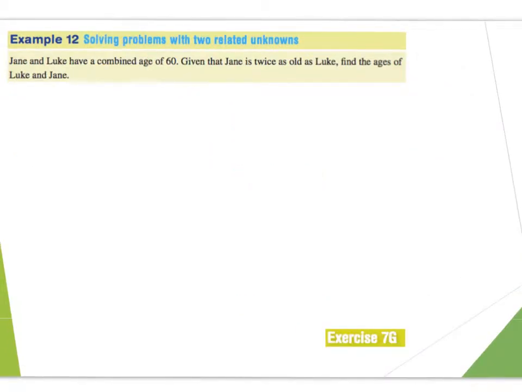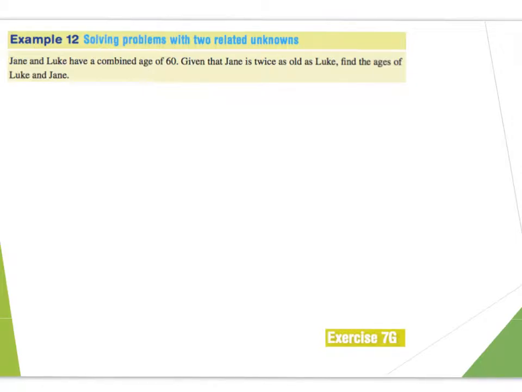Last example, example 12, solving problems with 2 related unknowns. Now Jane and Luke have a combined age of 60. Given that Jane is twice as old as Luke, find the ages of Luke and Jane.